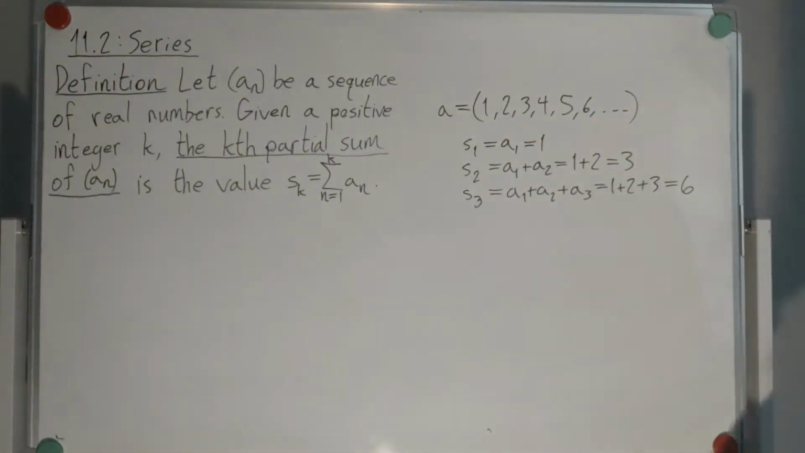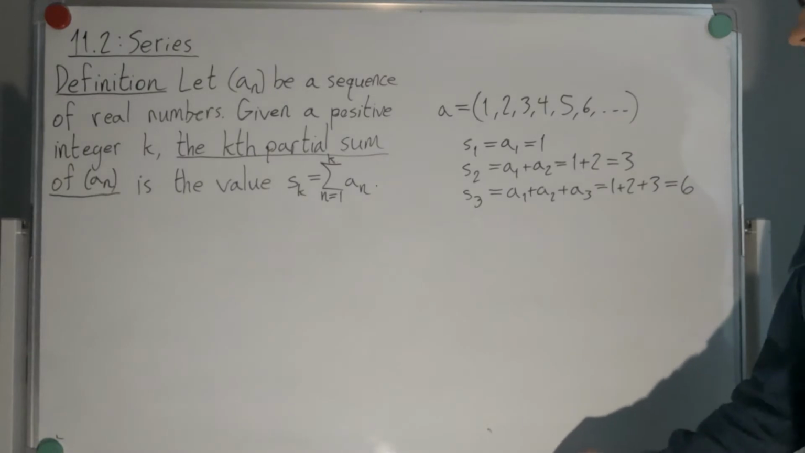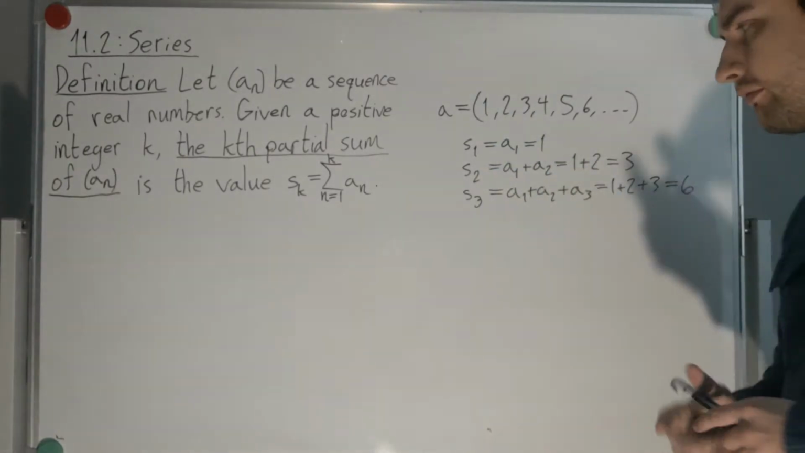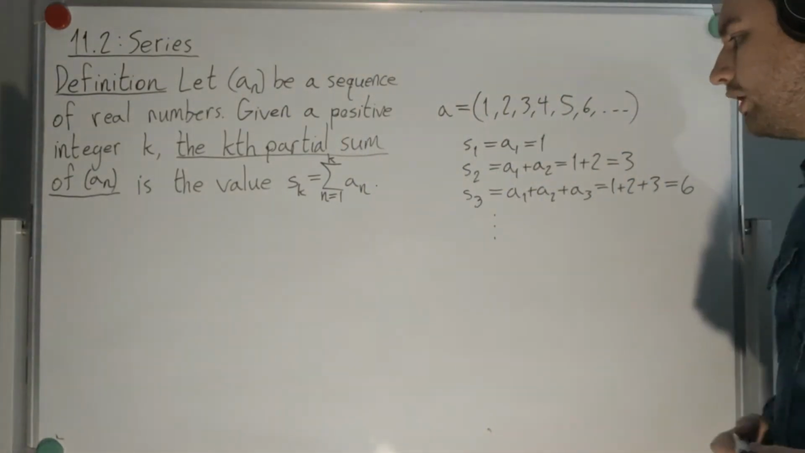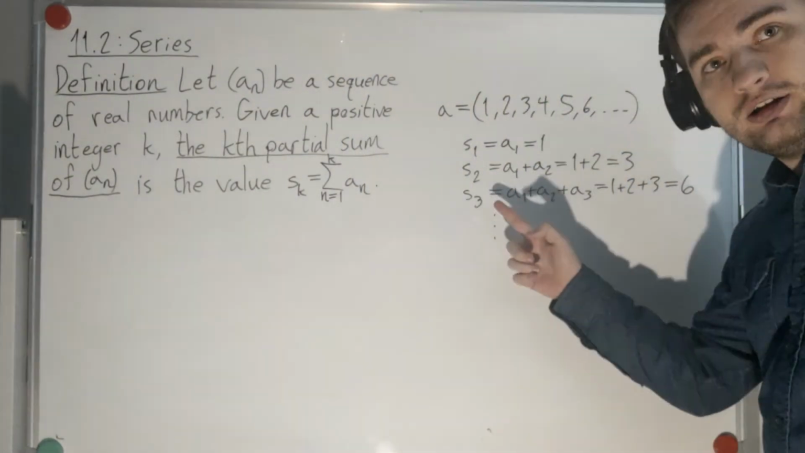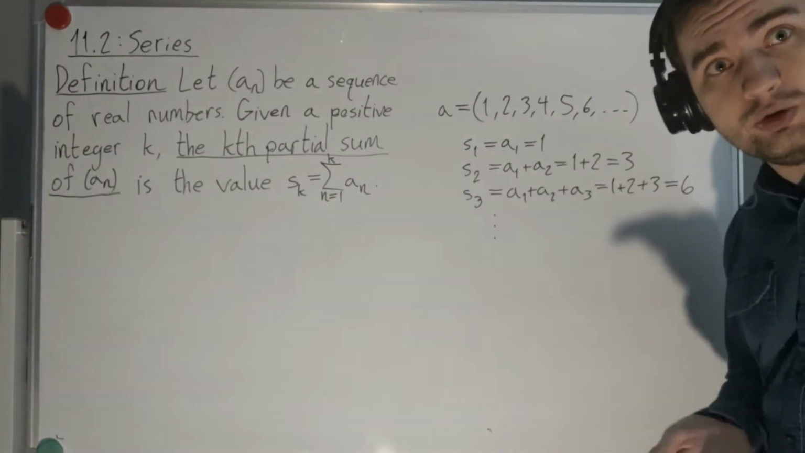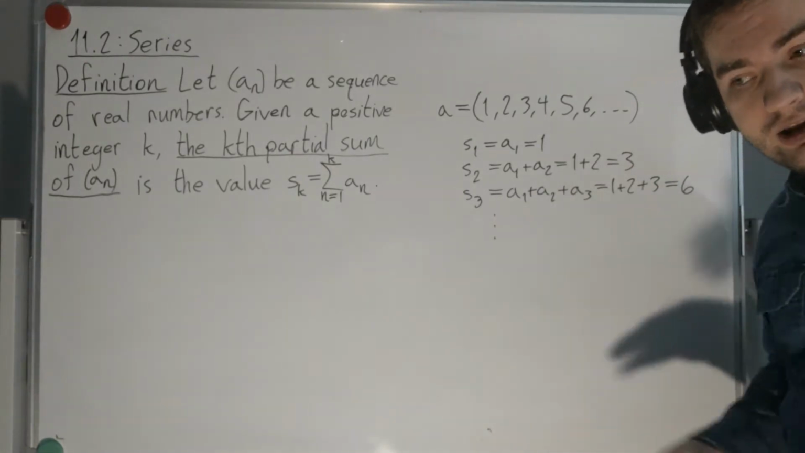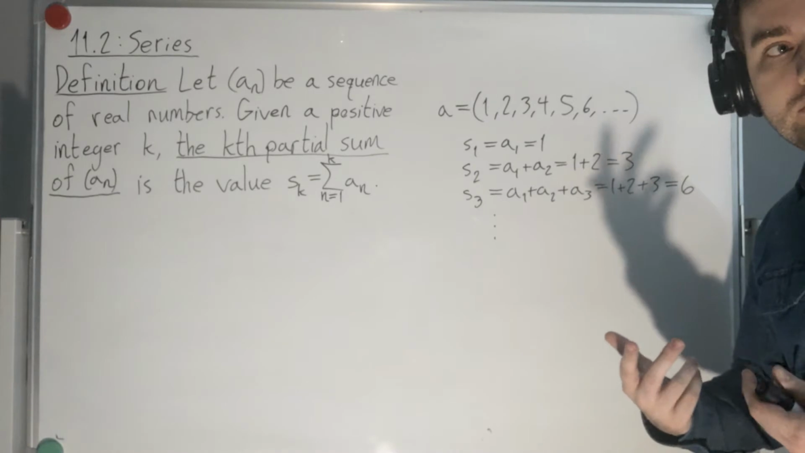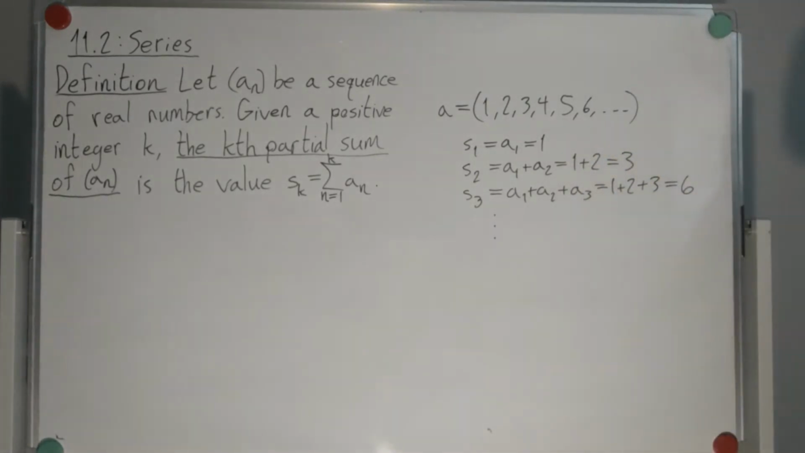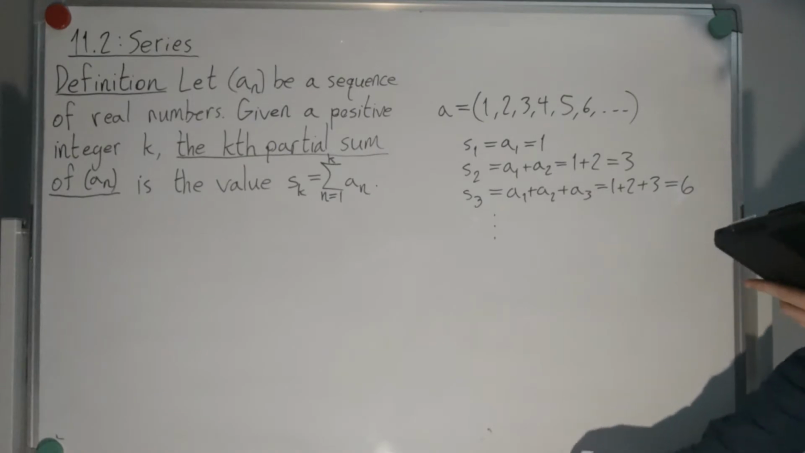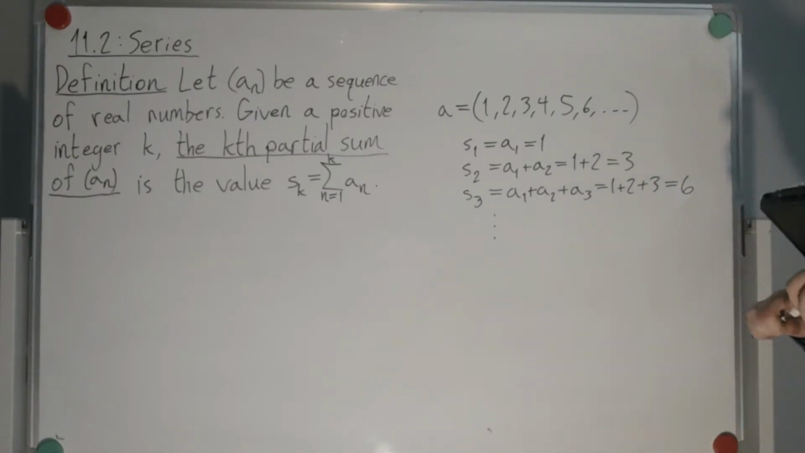But now let's notice here these partial sums themselves form a sequence, right? They themselves form an ordering of infinitely many real numbers, right? And so what happens if we take the limit of all of those partial sums? Well, that is what we mean by an infinite series.